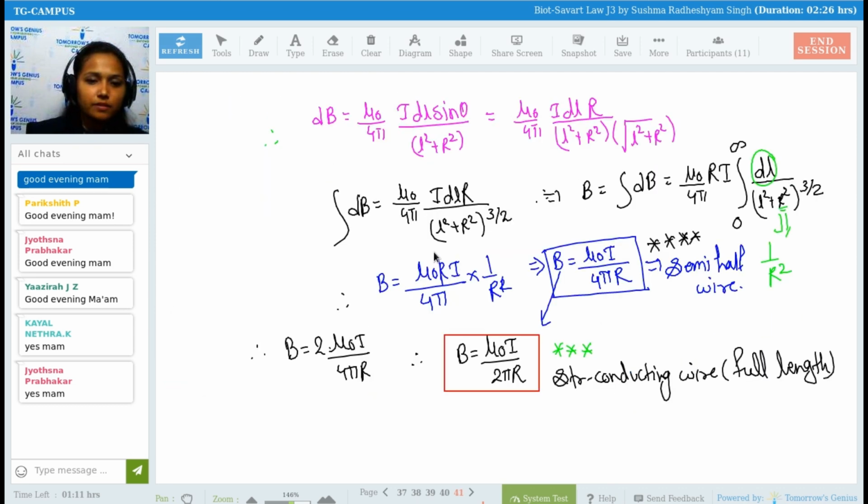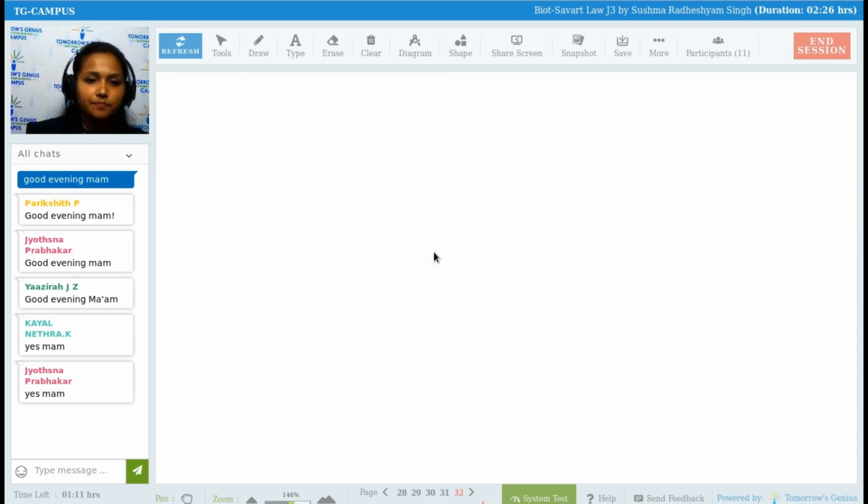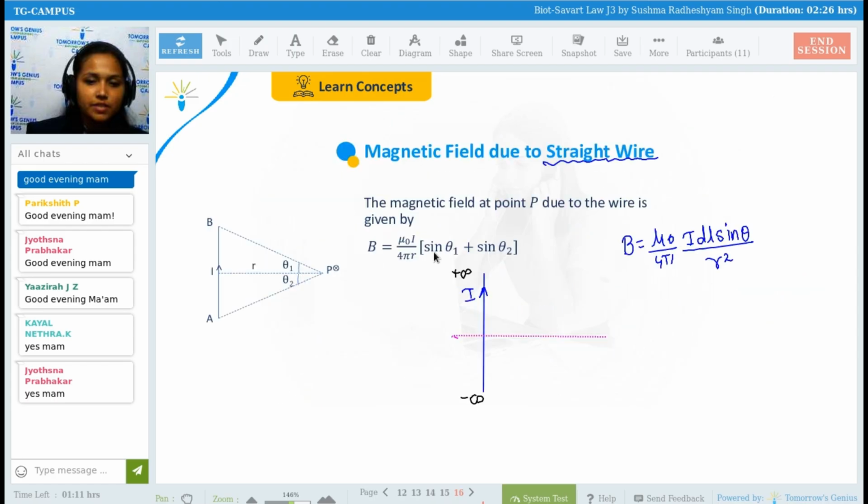Okay. So now we take, see students, we are here. Apart from this, we know the magnetic field formula. We get mu naught. Now see here two angles, one is theta 1, another one is theta 2. If I want to find the magnetic field B, this cross implies that the magnetic field is into the paper.